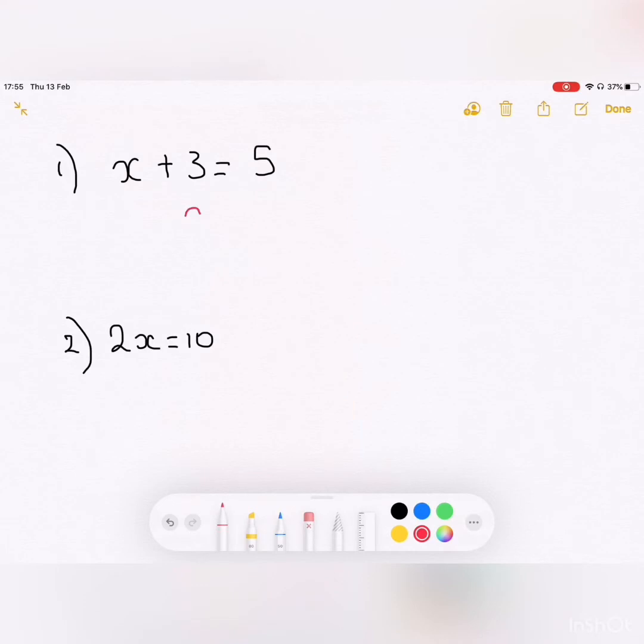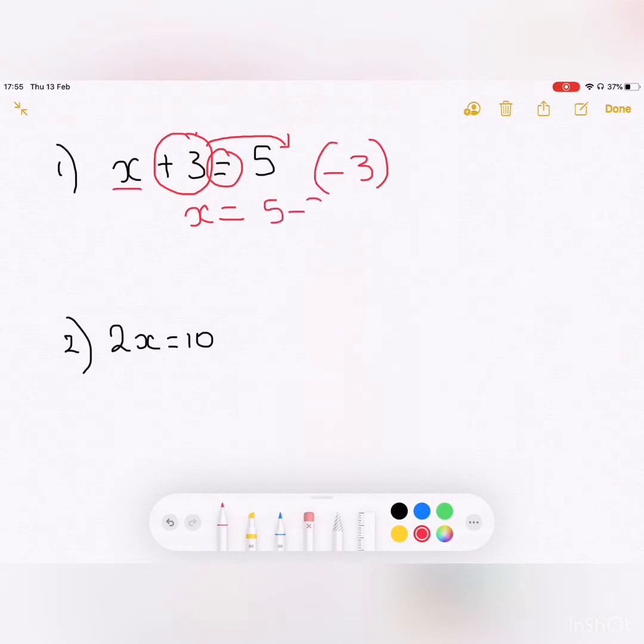Now what we want to end up with is that x equals. So at the moment, this plus 3 is stopping that x being on its own. So what we do is we take it across to the other side. And when we take it across that equal sign, it becomes a minus 3. So it now is 5 minus 3, which we know equals 2. And if we check it, we get that 2 plus 3 does indeed equal 5.